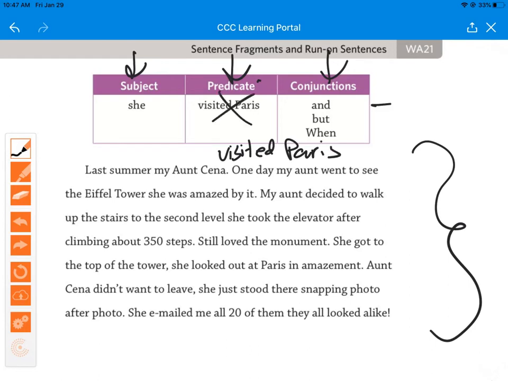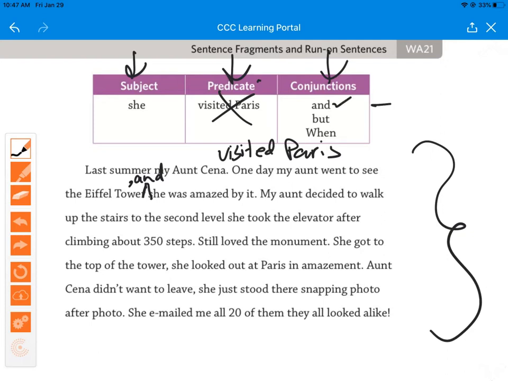We're done with that. One day, my aunt went to see the Eiffel Tower. She was amazed by it. That's two separate sentences. So could we add a conjunction? But she was amazed by it, or when she was amazed by it, or and she is amazed by it. Hopefully you see that it would be and. One day my aunt went to see the Eiffel Tower. Add an and in there. We need to add a comma because they're two separate sentences. One day my aunt went to see the Eiffel Tower, and she was amazed by it.